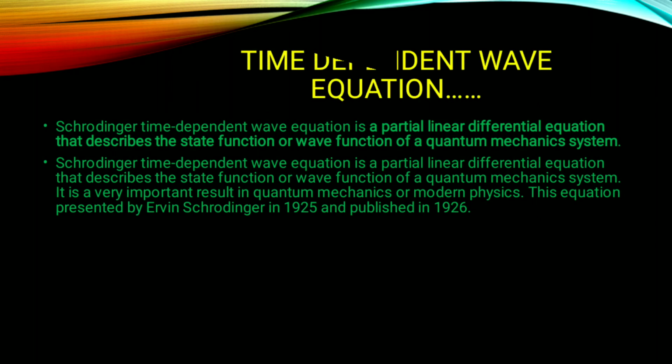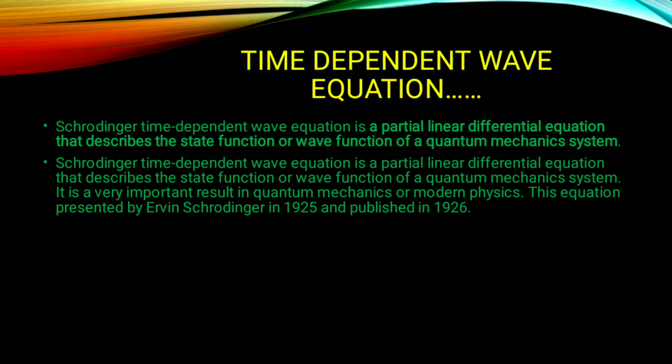It divides into two types of wave equations. They are the time dependent wave equation and the time independent wave equation. The Schrodinger time dependent wave equation is a partial linear differential equation that describes the state function or wave function of a quantum mechanical system. It is a very important result in quantum mechanics or modern physics.